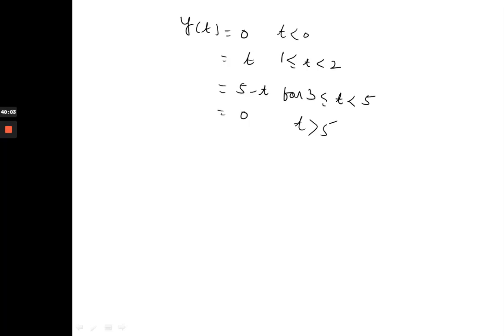And if we plot this graph of y of t versus t, this is 1, 2, 3, 4, 5. Then we can say that between 1 to 2 this is t, which means this is a ramp function having slope 1. Between 2 to 3, this is constant.